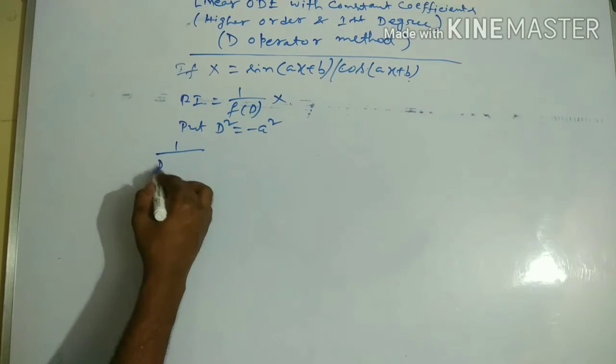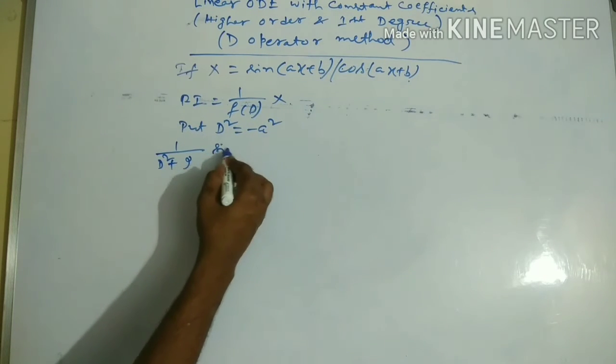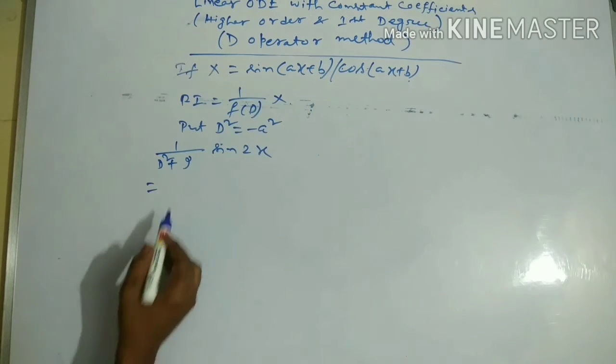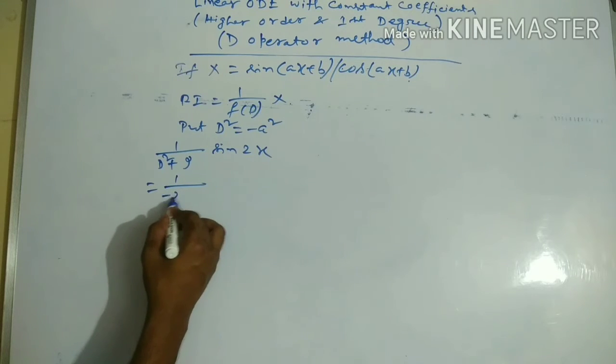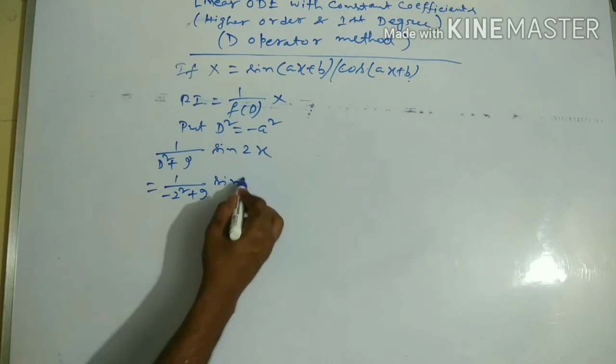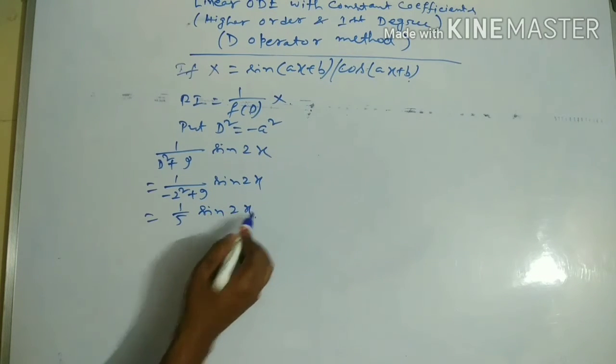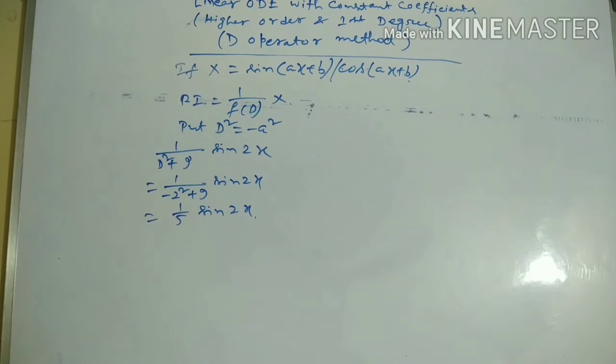Suppose there is 1 by D squared plus 9, sine 2x. So here a is 2, that is the coefficient of x. Okay, so put D squared equal to minus 2 squared plus 9, sine 2x. That is 1 by minus 4 plus 9, that is 1 by 5, sine 2x. So simple, if there is a sine or cos function, put D squared equal to minus a squared. Now, like the exponential function, it may happen that after putting D squared equal to minus a squared, the denominator becomes 0. Then we have to follow the same procedure we followed in the case of the exponential function.